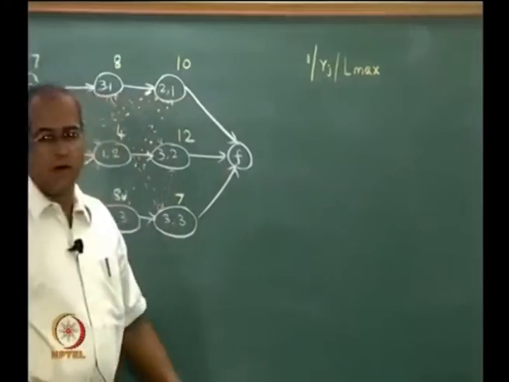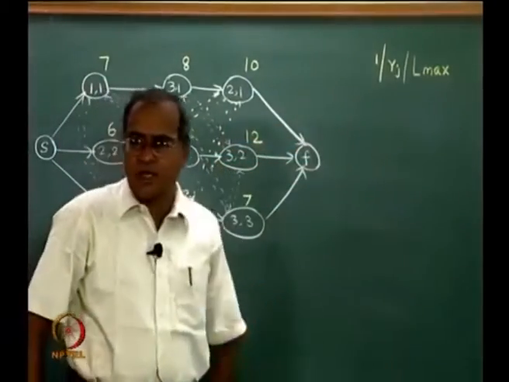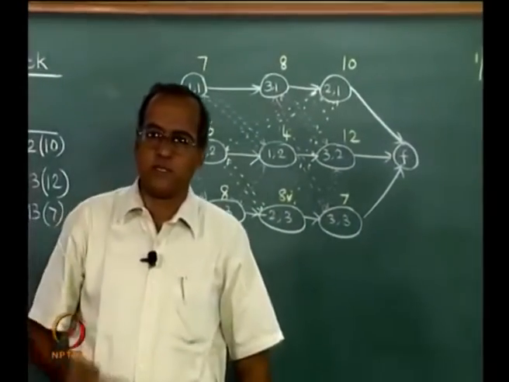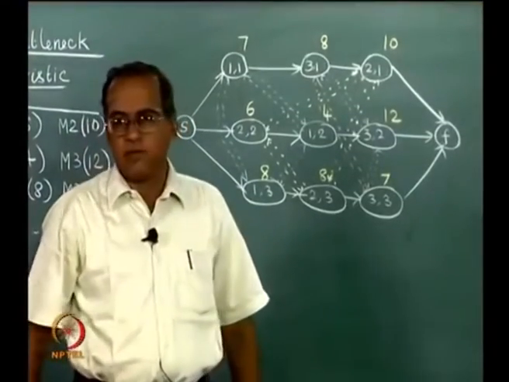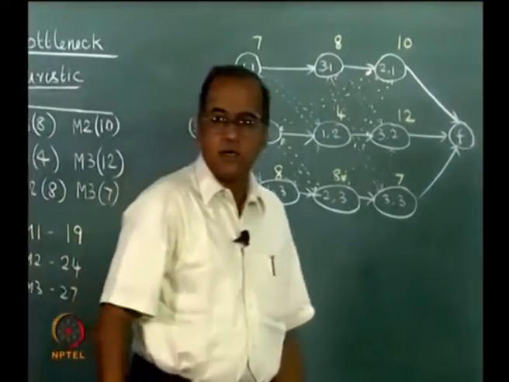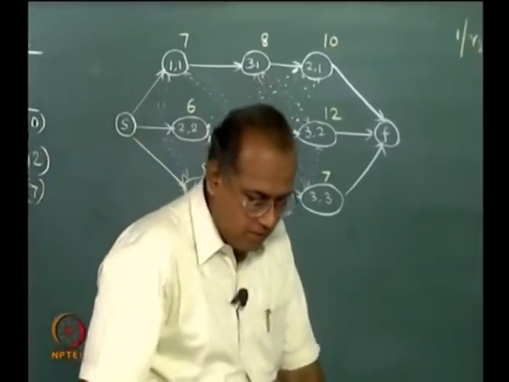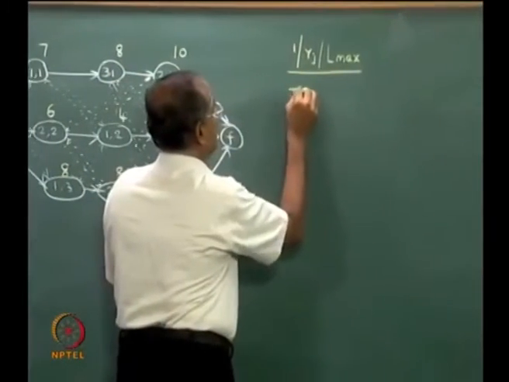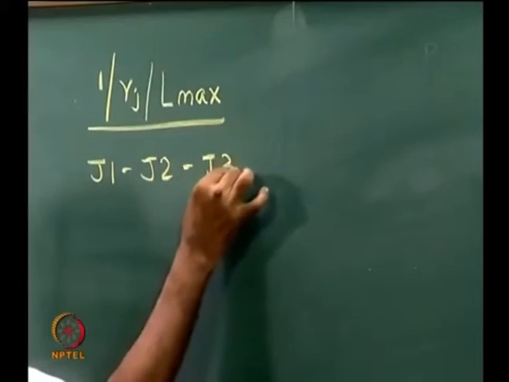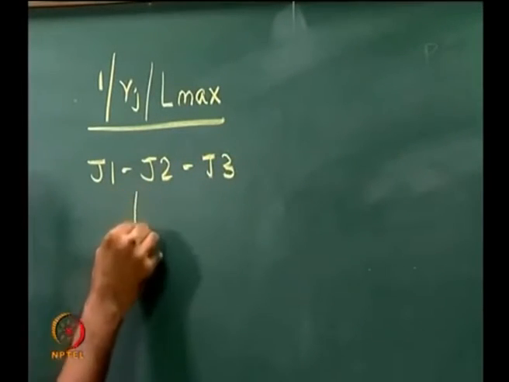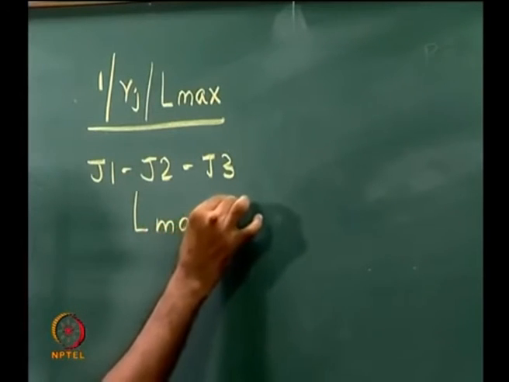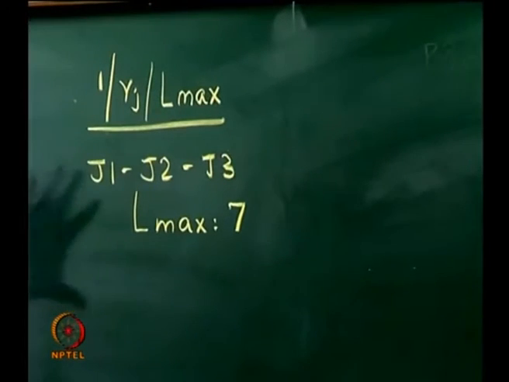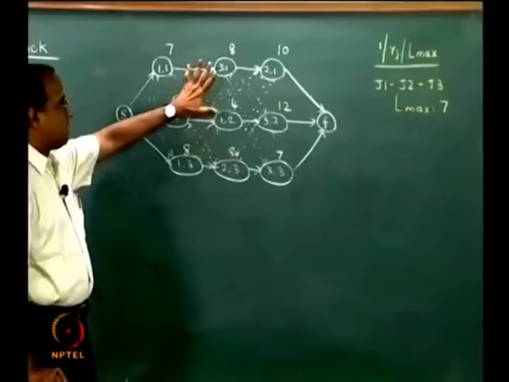We solved a 1 | rj | Lmax problem, where 1 represents a single processor, rj means release time for job j, and Lmax means the maximum tardiness that we wish to minimize. So, we solved this problem on M3, and we got the sequence J1, J2, J3, which minimized this, with Lmax equal to 7. Now, we have to superimpose the solution on this network.